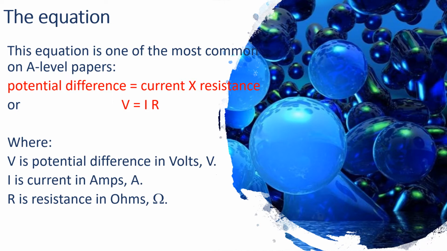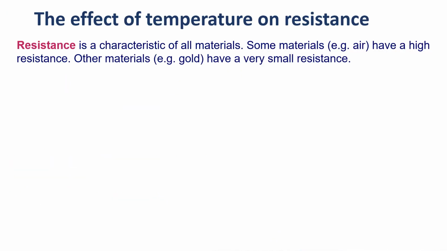You must be able to rearrange it, so I would be V over R, and R would be V over I, which is how you would calculate R, and in fact is a definition of resistance.